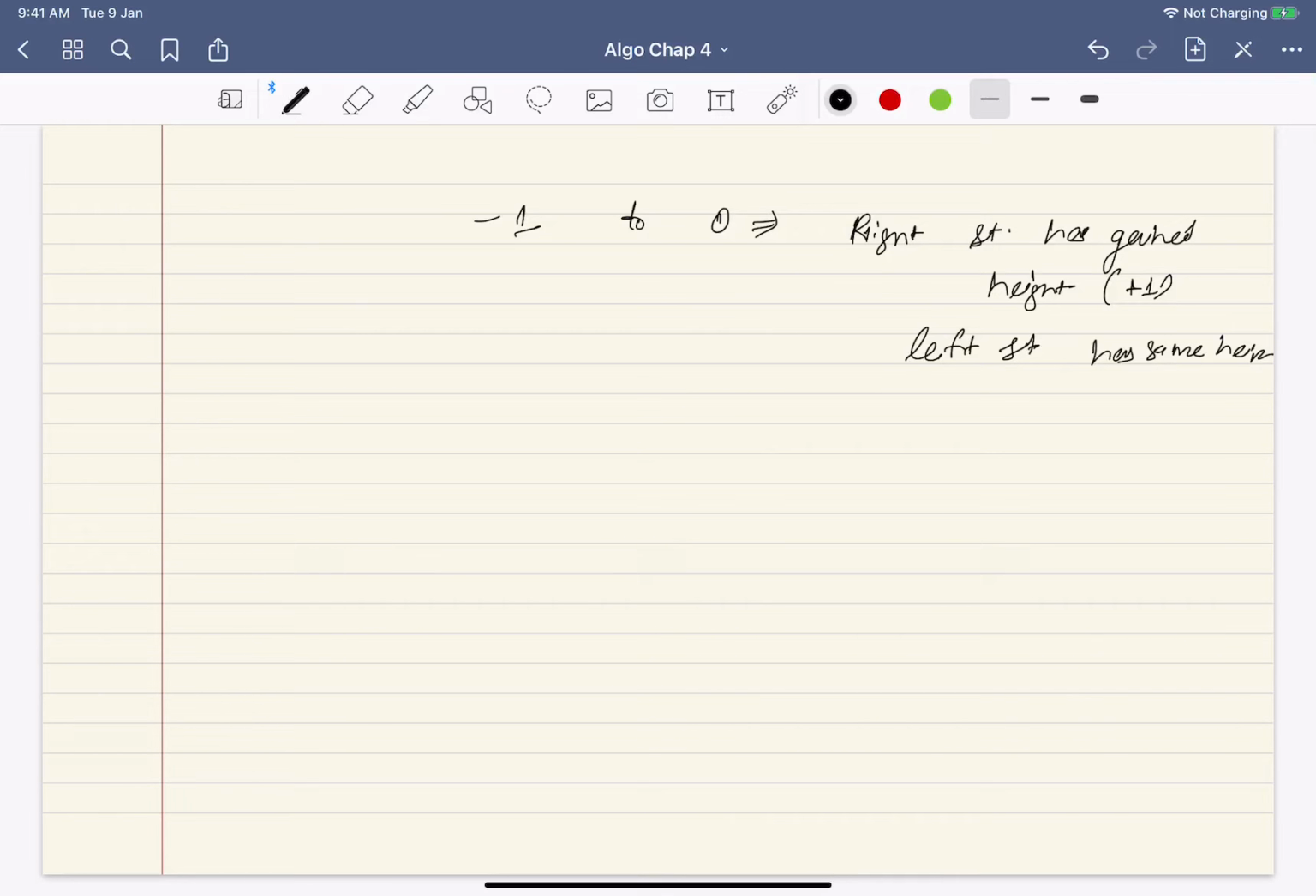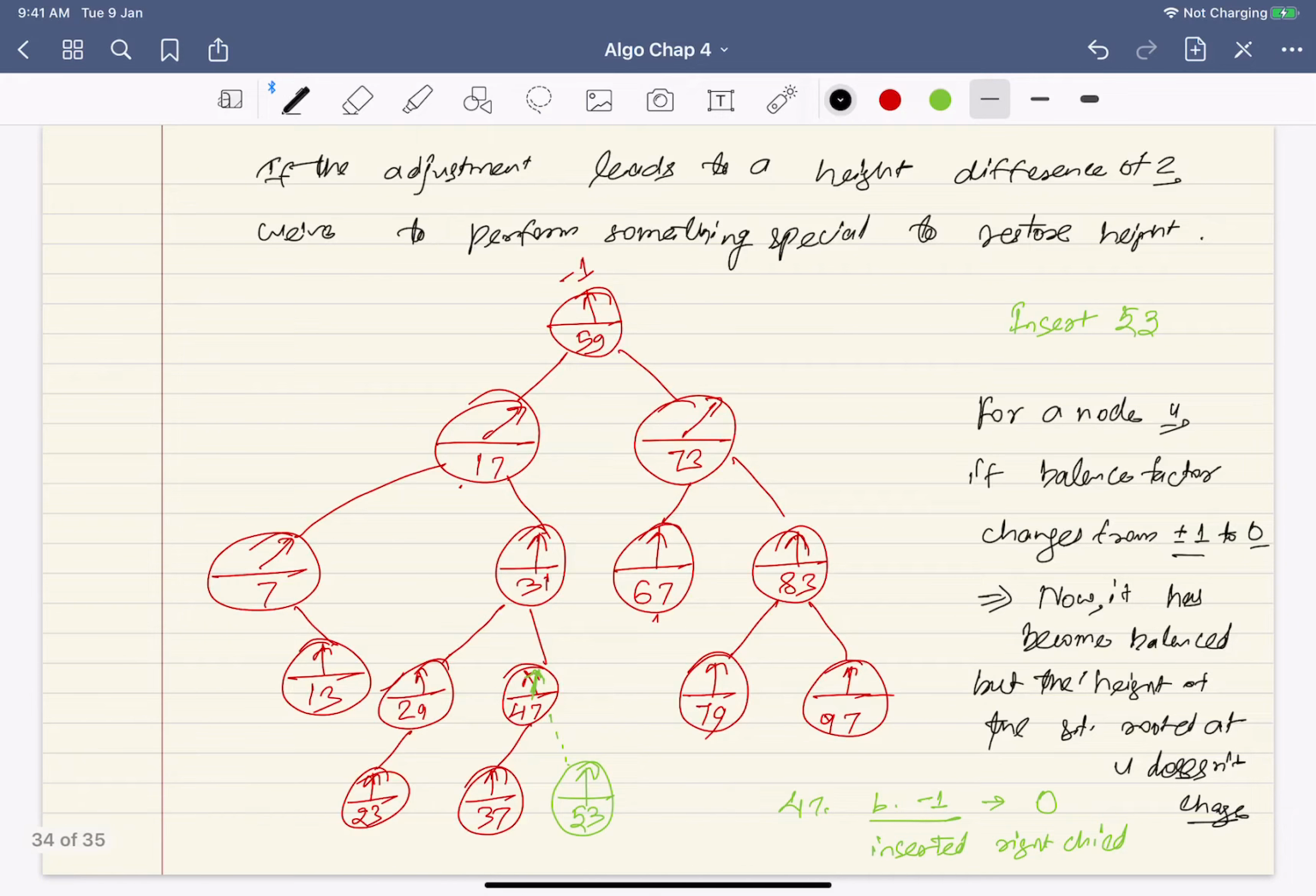It has become balanced now. So that means the overall tree at u, suppose u was the root node, has the same height. Does not change. So that means if the subtree, that is 47, does not change, then if I go up, I don't have to make any changes, because this has gone from -1 to 0. That means the height has not changed, so no balance factor has to change going up. So I can just stop here. I don't even have to go to the parent. So this is one trick I can use.